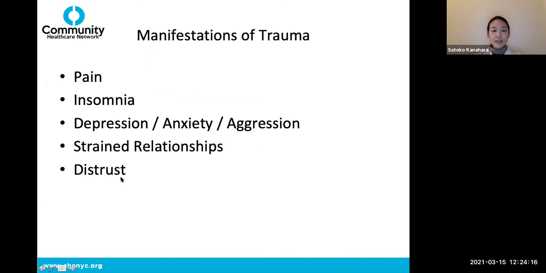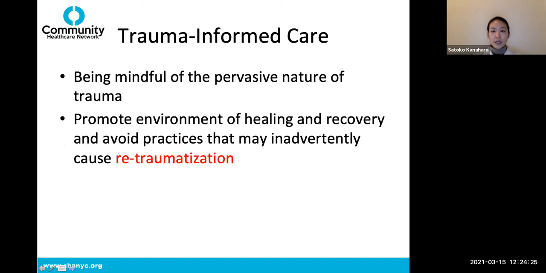And trauma can manifest anywhere from just sadness, depression, pain, insomnia, distrust, to a strained relationship. So there are different ways it could manifest. One thing that we try to educate our providers on across the network in our organization is trauma-informed care, which is how to be mindful of the pervasive nature of trauma for our patients and promote an environment of healing and recovery and avoid practices that may inadvertently cause re-traumatization. I think that's a really important concept, that through our visits with our patients, we may inadvertently cause further trauma to whatever they are already experiencing.